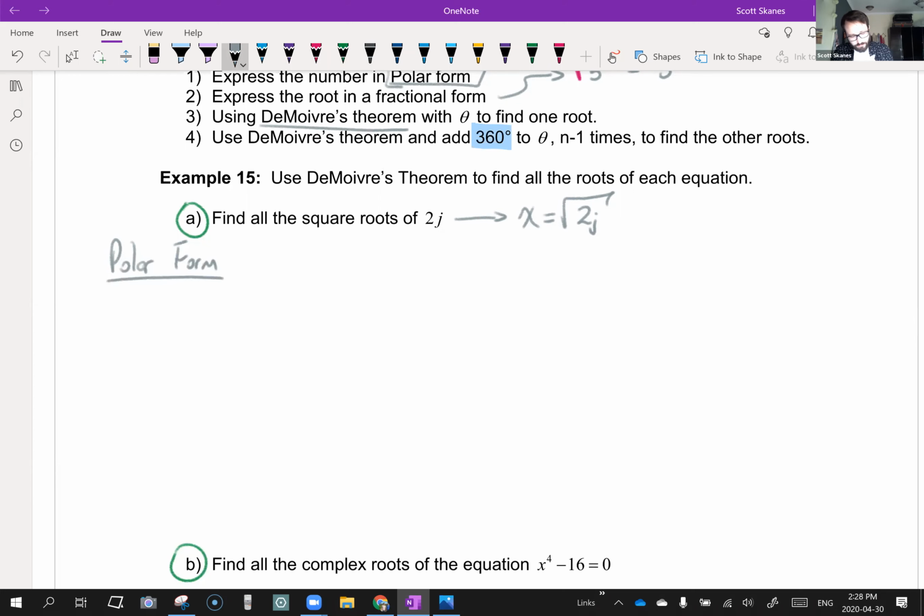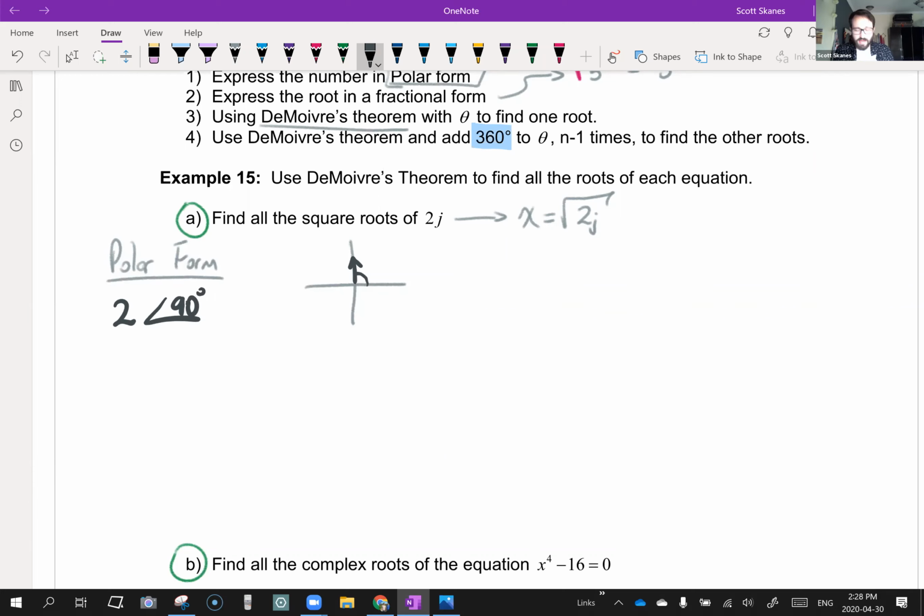Well, think about the sketch. What does 2j look like if you were to graph it? 90 degrees. What did you say? It is going to be like 90 degrees because it's j. Exactly, yeah. It's straight up. So what that means is the number 2j is actually 2 angle 90. So our polar form is 2 angle 90.